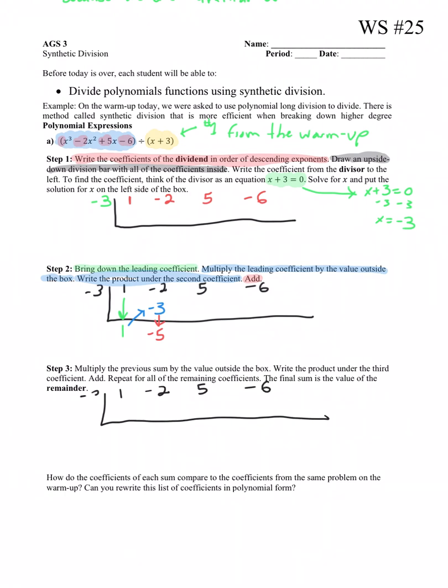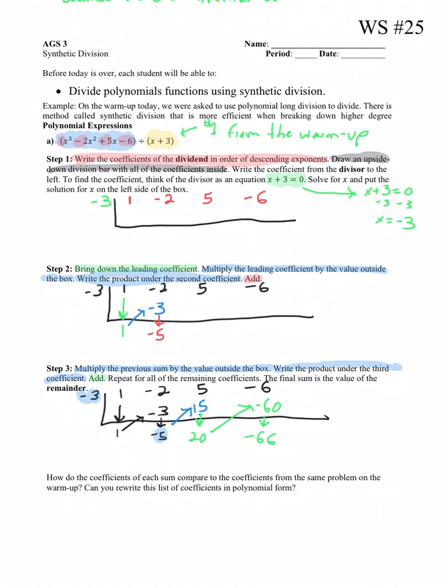So right now it might still feel a little weird, and that's okay. This is our first time looking at this. Now we're going to multiply the next sum by the value outside the box, and we're going to put it back in. Negative 3 times negative 5 is 15. Write the product under the coefficient. And then we're going to add again, and we're going to get 20. And then we're going to repeat for all remaining coefficients. So we'll do 20 times negative 3 is negative 60. And then we get negative 66.